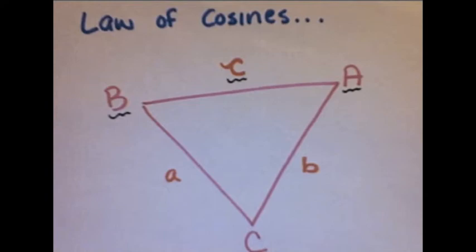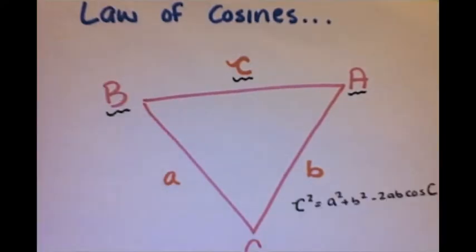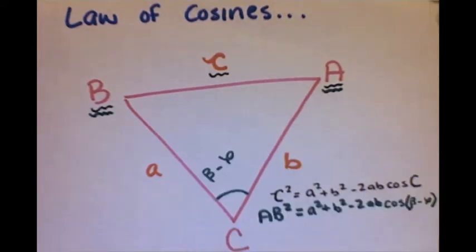Now, one of the law of cosines equations to find the length of c is c squared equals a squared plus b squared minus 2ab times the cosine of angle C. You can substitute that same exact thing for AB squared, because it's the same thing as c squared, just finding the length. AB squared equals a squared plus b squared minus 2ab cosine, and angle C is beta minus alpha, so cosine of beta minus alpha.